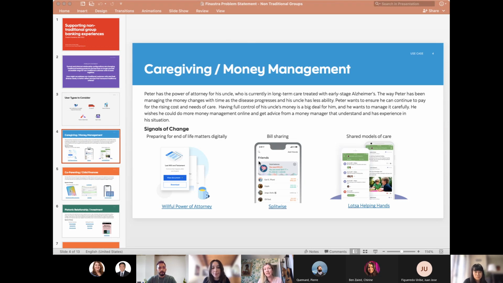Bill sharing is another great example. So if you were in Peter's position and you might be living with the uncle taking care of him, but not using all of his uncle's money to pay for all the needs of the household, some of them on your own, you might want to use something like Splitwise to track how you're managing the money. And then also lots of helping hands. So someone in Peter's position might need a lot of support from other family members. And so this is a platform that has emerged, which has a shared model of care, which invites family and friends to identify ways that they can help a loved one in a situation.